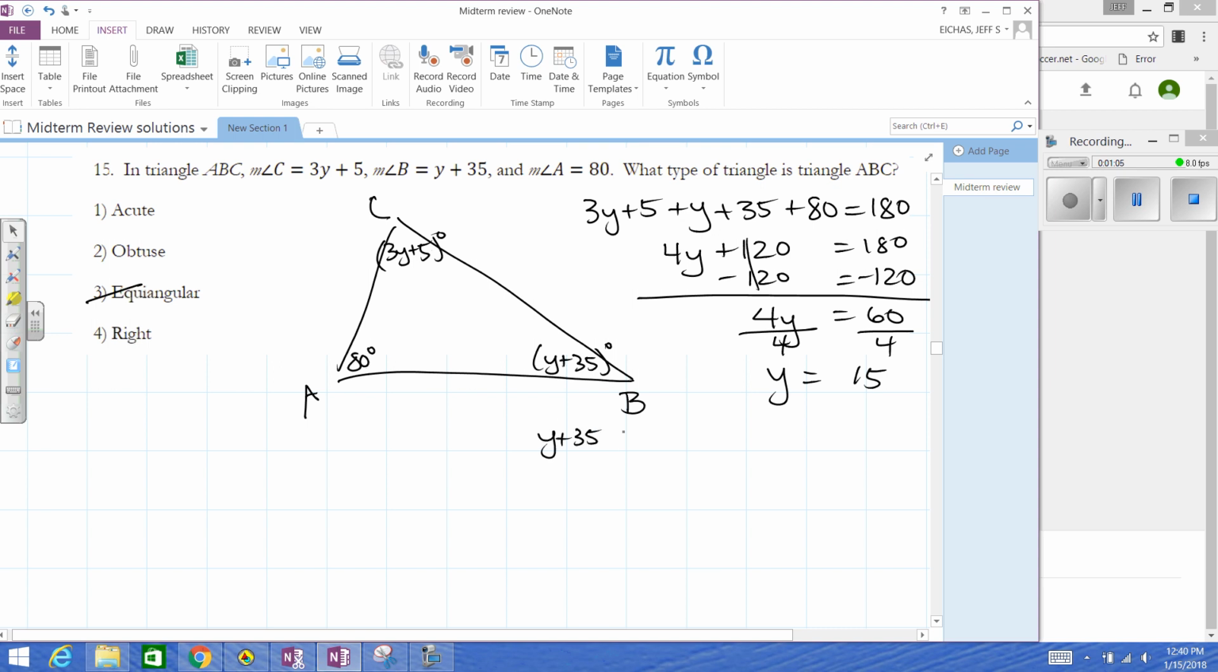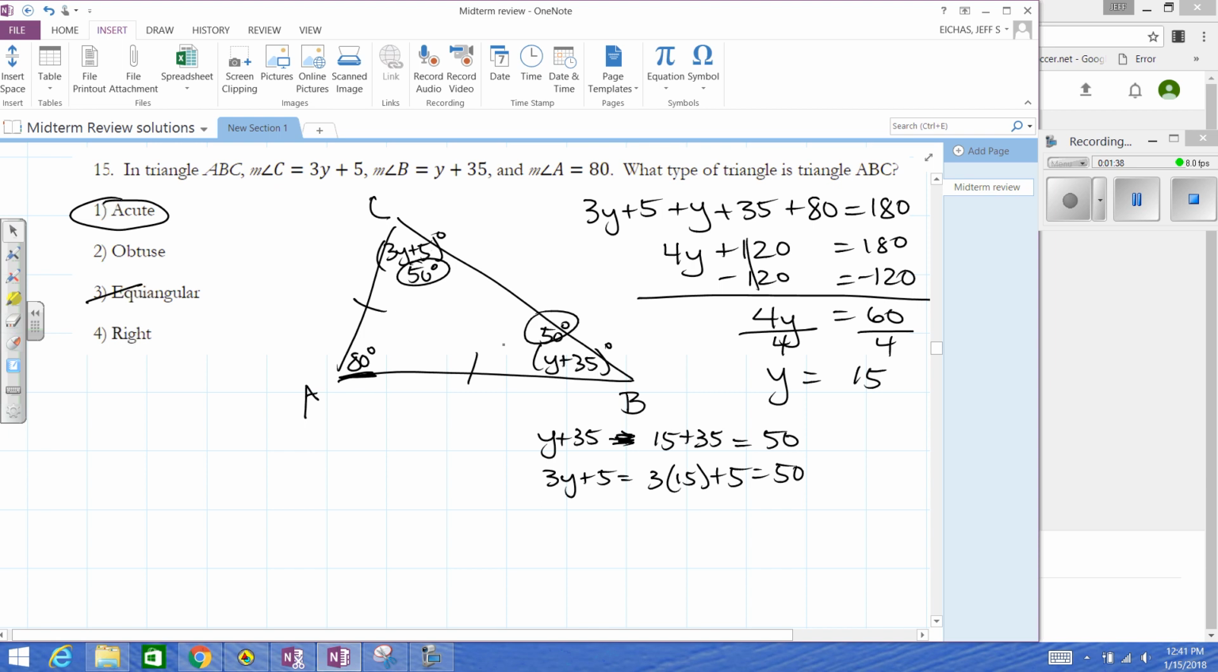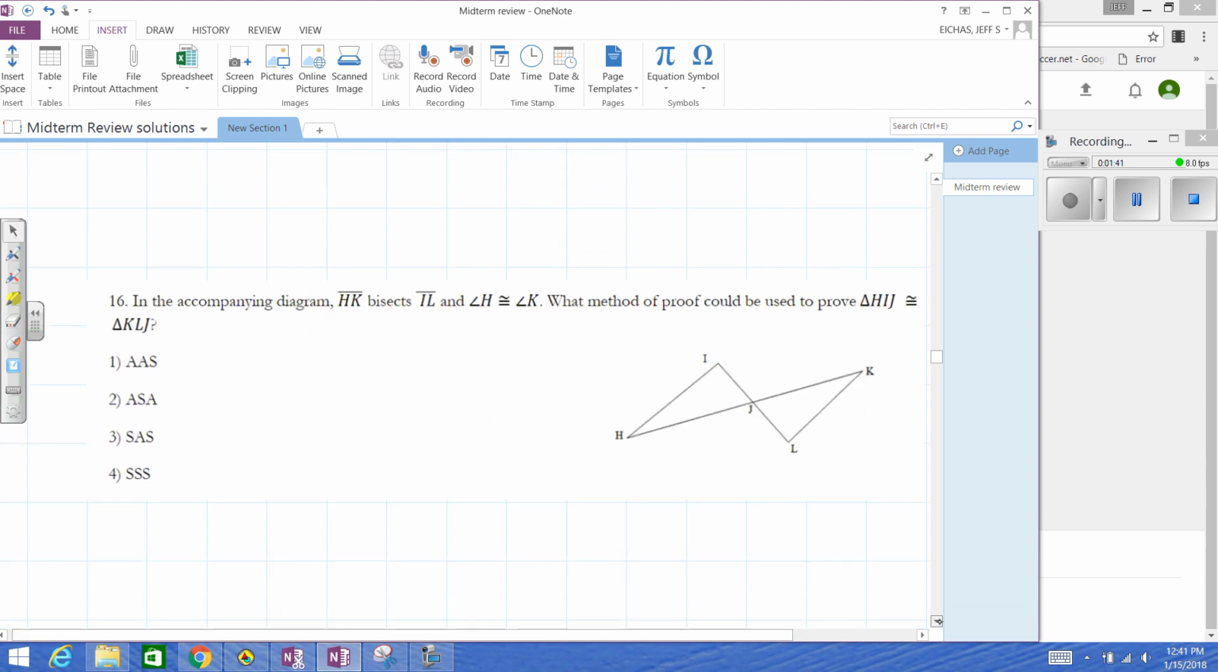So what we got is y plus 35. That'll get us 50. So this one's going to be 50 degrees. I think this one's also going to be 50 degrees. Yeah. All right. So what we just found was, okay, the biggest angle's 80, so it's acute. All right, we go by the biggest angle. Now, two of them happen to be the same, which would have made it an isosceles, but that wasn't really a choice. All right, so that's it.